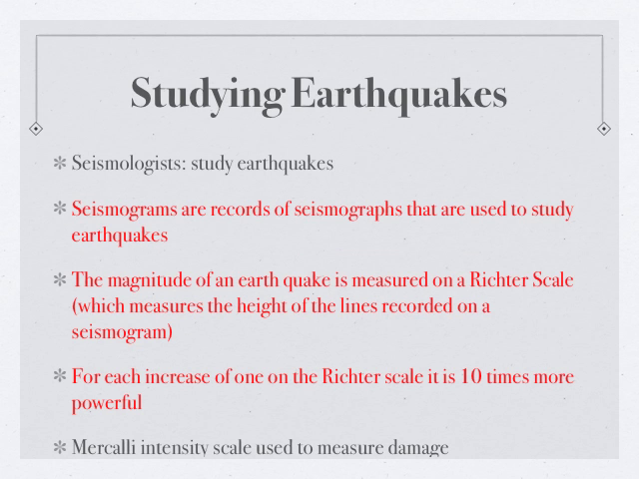So seismologists study earthquakes, and they're the ones that gather all this information. Our seismographs are used to record the waves, and we use those to study earthquakes. The magnitude of the earthquake is measured on what we call a Richter scale. So a Richter scale is used to measure earthquakes. It measures the height of the lines recorded on the seismograph, which tells us the magnitude or the strength of the earthquake. For each increase of 1 on the Richter scale, it is 10 times more powerful. So that scale that we use, 1 to 10, it's more powerful 10 times as we go up each time. So it's exponentially increased. The Mercalli intensity scale is what we use to measure the amount of damage at that earthquake spot.